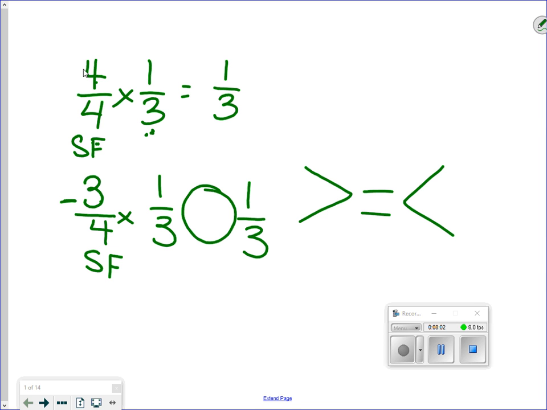3/4 does not equal 1, and that right there is the very reason. 3/4 is not equal to 1, so my fraction is not going to stay the same, is it? No. It cannot be equal because this is not equal to 1. So my fraction is either going to be bigger or smaller. How many of you think my product is going to be bigger? See, I told y'all you could do it. How many of you think it's going to be smaller? Why smaller?